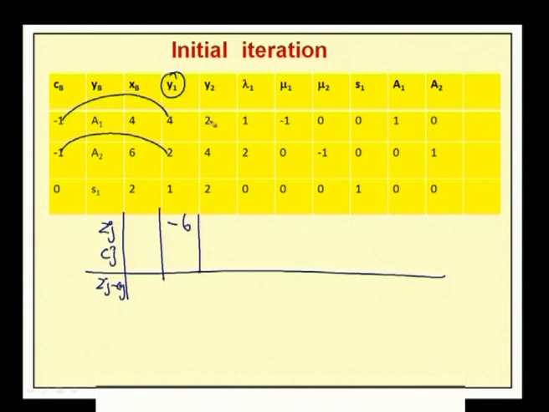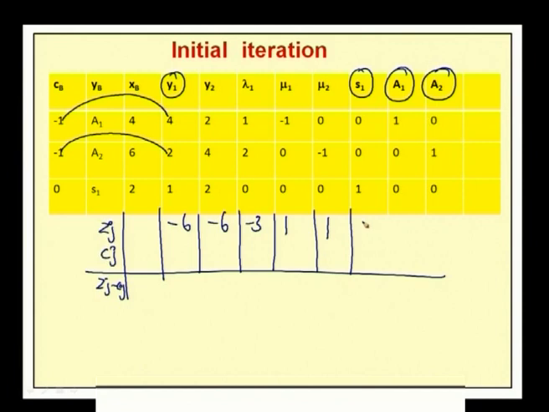Then, for the y2 variable, my Zj is minus 1 into 2 plus minus 1 into 4, which is minus 6. In the same way, the Zj value for lambda 1 is minus 3, and for mu 1 it is minus 1 into minus 1 plus minus 1 into 0, which is plus 1. For mu 2 it is also 1. Since a1, a2, s1 are in the basis, the Zj minus Cj value for these basic variables s1, a1, a2 is always 0. Therefore, there is no need to compute Zj minus Cj for these variables; it will always be 0.